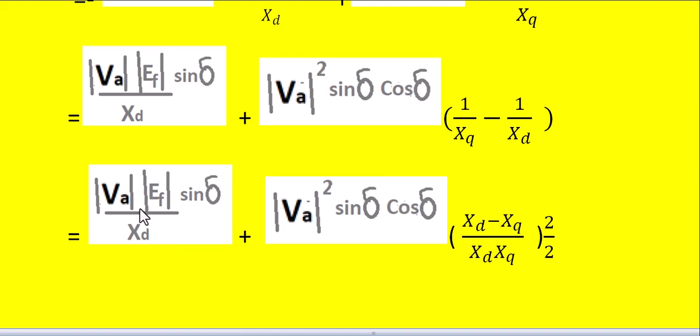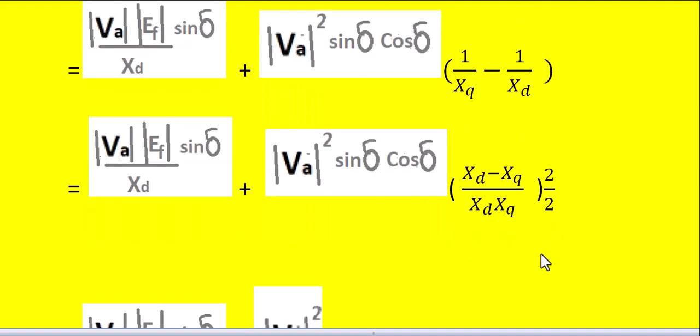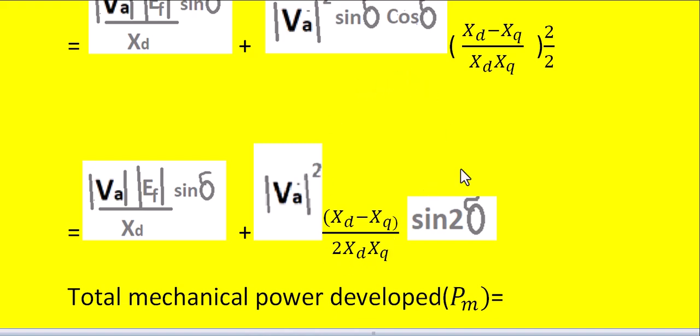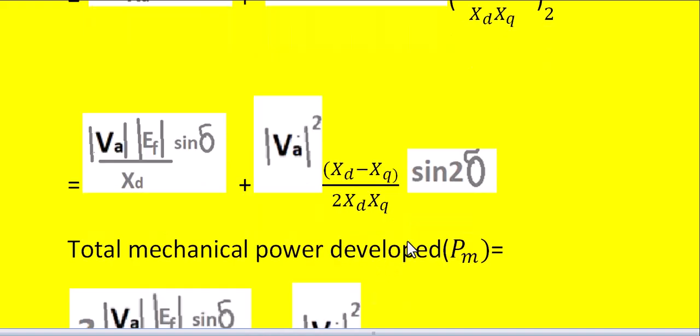And in the next step, VA into EF divided by XD into sin delta plus VA square sin delta cos delta into XD minus XQ divided by XD XQ. Divide and multiply with 2, both numerator and denominator, we get like this. And as we know, 2 sin delta cos delta is nothing but sin 2 delta. So that can be further simplified like this: VA EF by XD into sin delta plus VA square into XD minus XQ divided by 2 XD XQ into sin 2 delta.